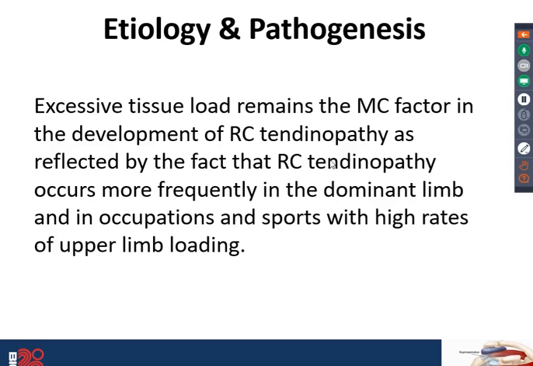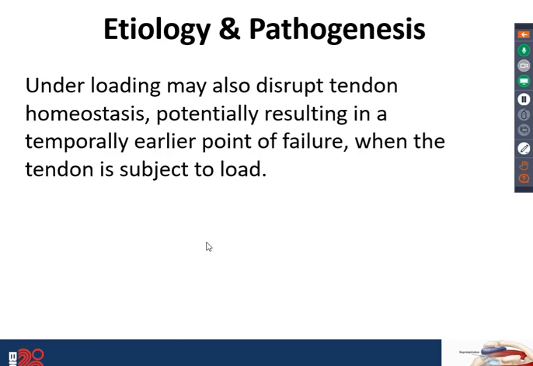Excessive tissue load is considered to be the most common factor in the development of rotator cuff tendinopathy, and it's reflected by the fact that it occurs more frequently in the dominant limb as opposed to the non-dominant limb with respect to occupation and sports. So anything where a patient is repetitively doing high rates of upper limb loading, tennis or squash, or loading stuff at a dock or whatever it is. These are the things that are going to predispose that patient's arm to this type of condition.